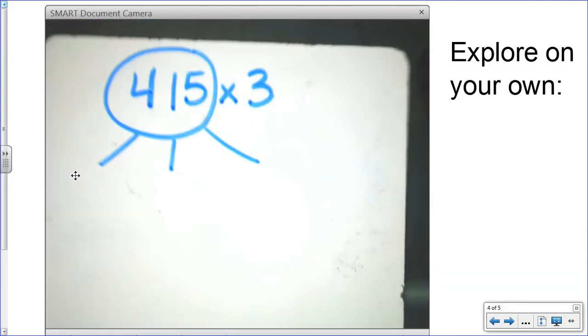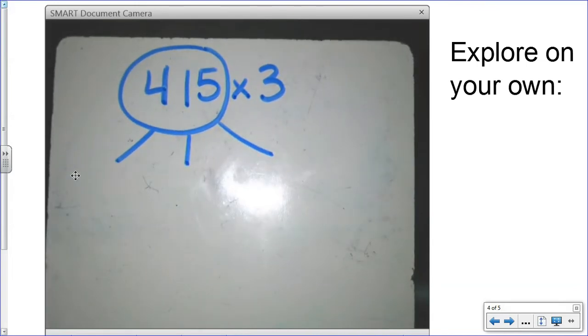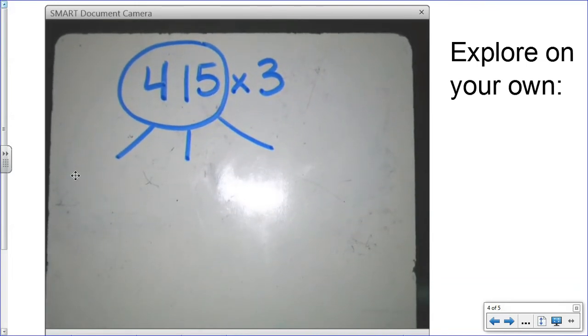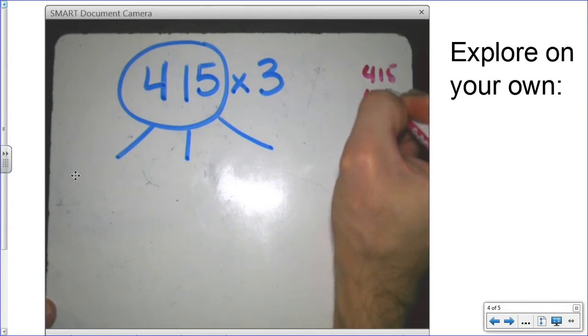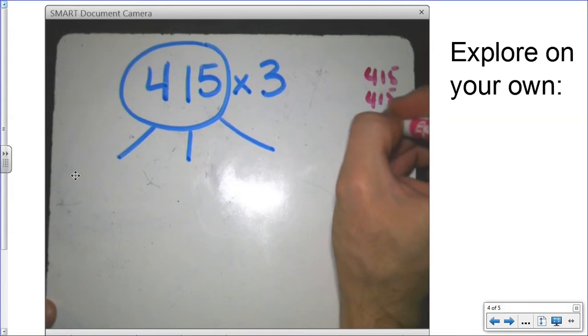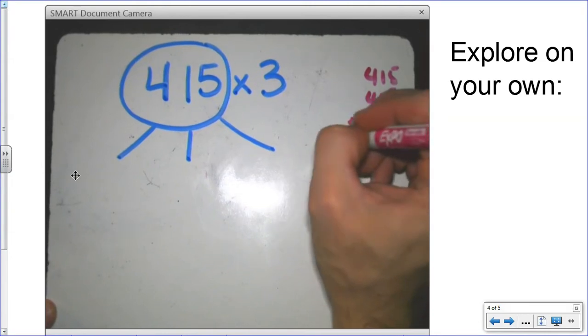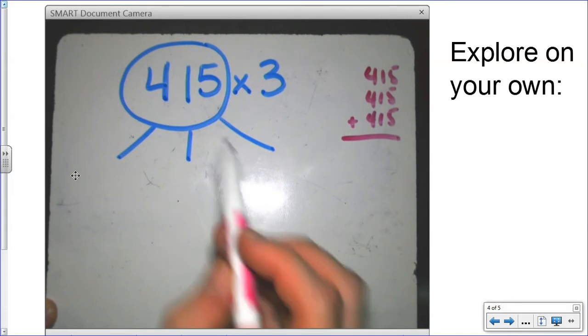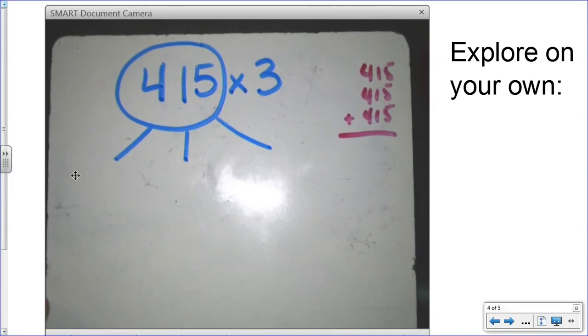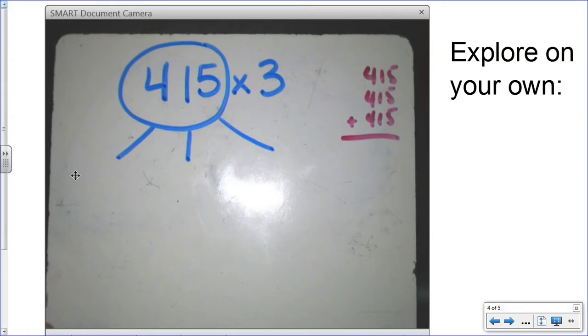So in this very first example, I have 415 times 3. And I've already decided that I want to model doing this problem by using the number bond. We can do repeated addition, sure, and we can do 415 plus 415 plus 415. I like 3 add-ins and having all of those numbers there. However, I'm modeling this problem using a number bond.